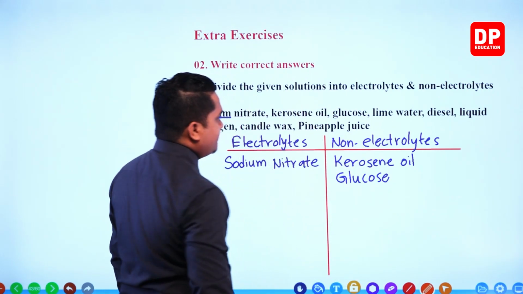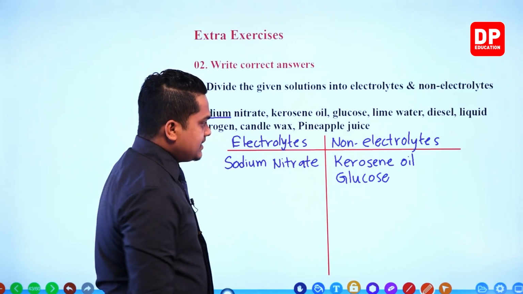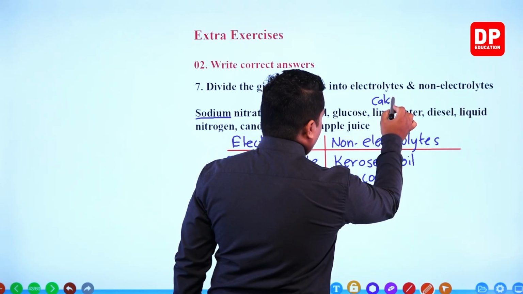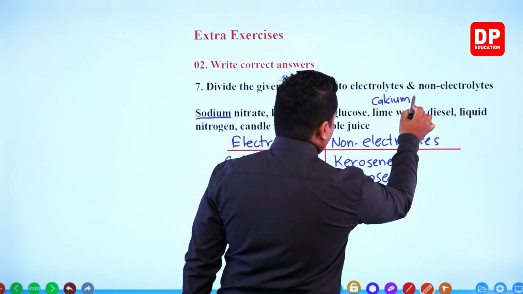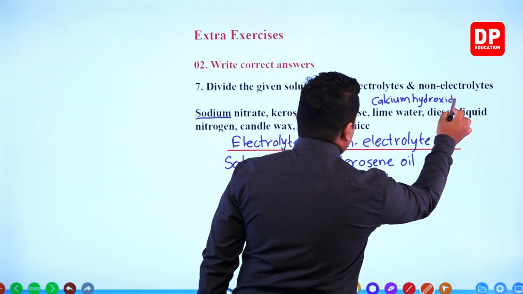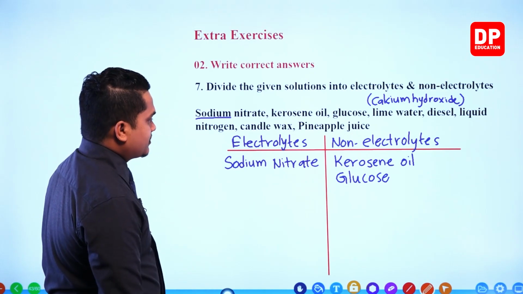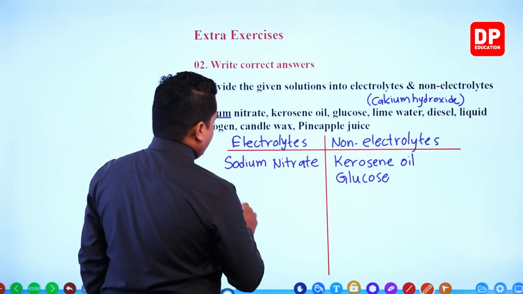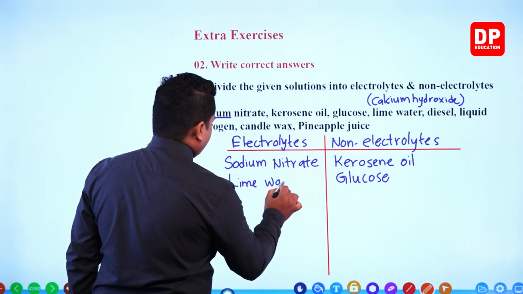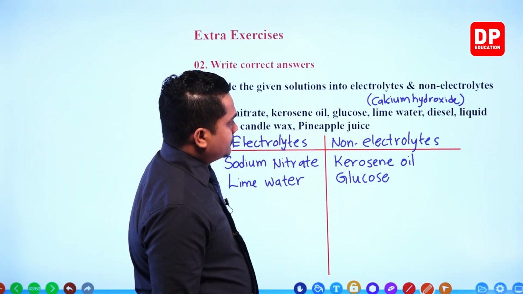Lime water. Lime water means calcium hydroxide. Calcium hydroxide is lime water. Right? Remember. So as you know, calcium is a metal. So calcium hydroxide can conduct electricity. So lime water.